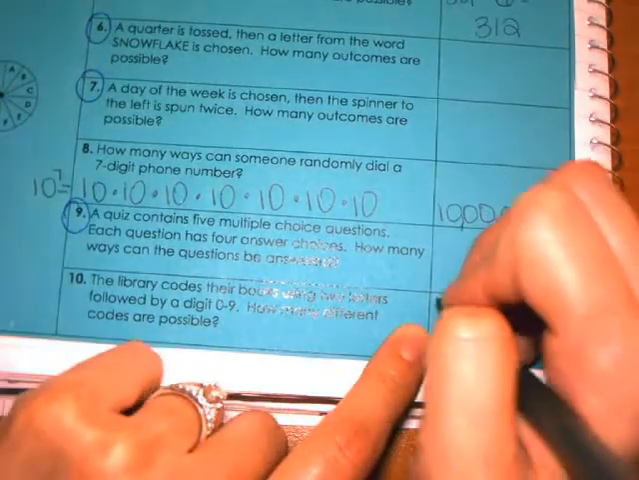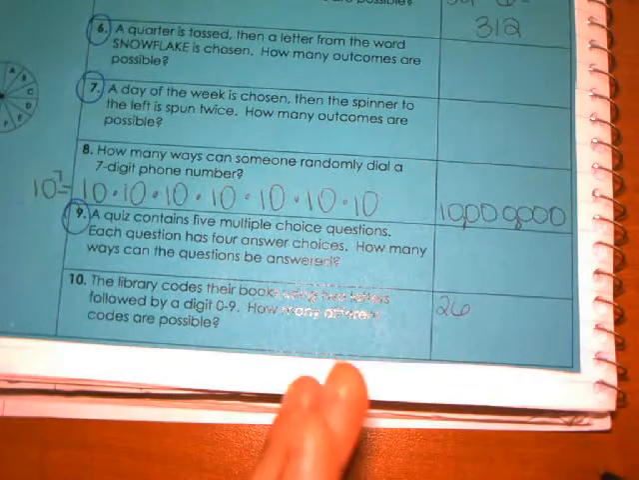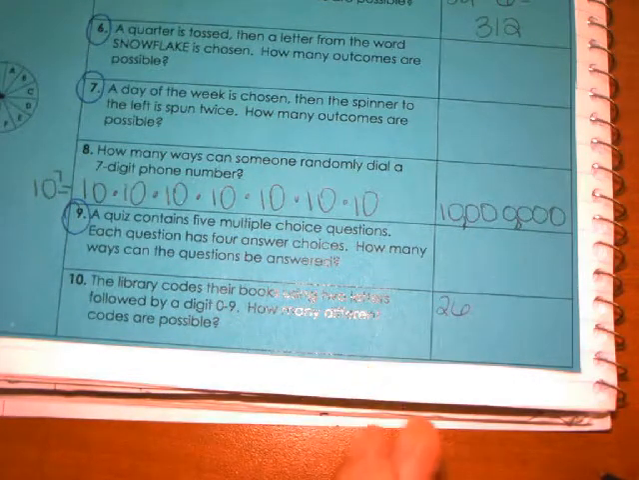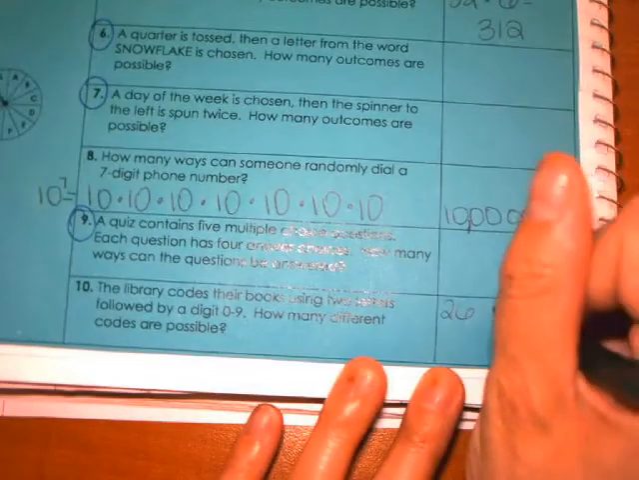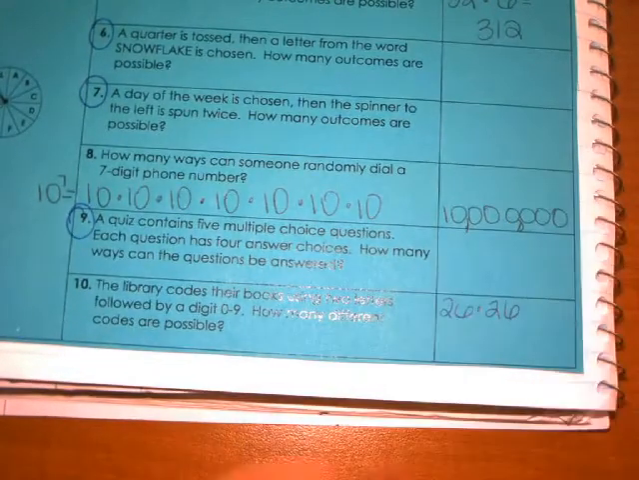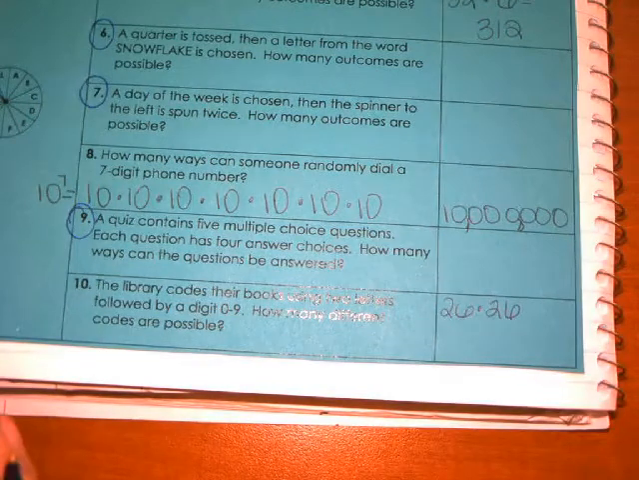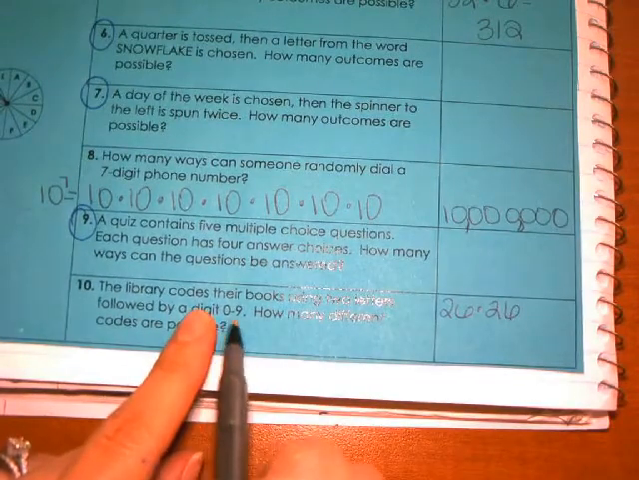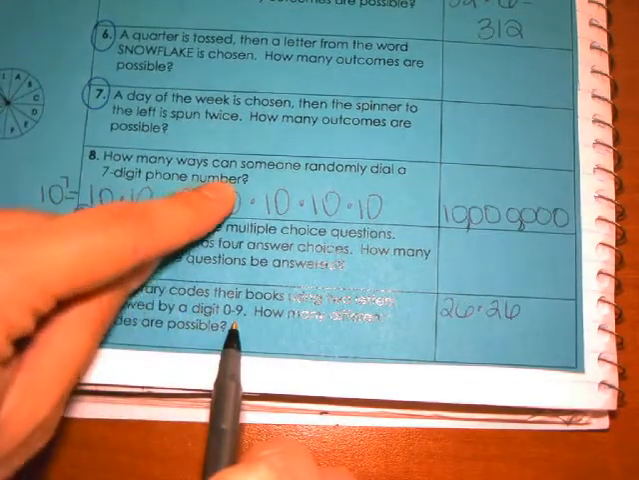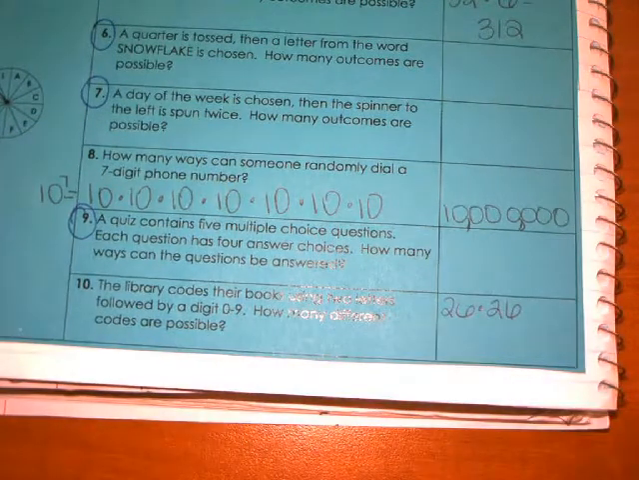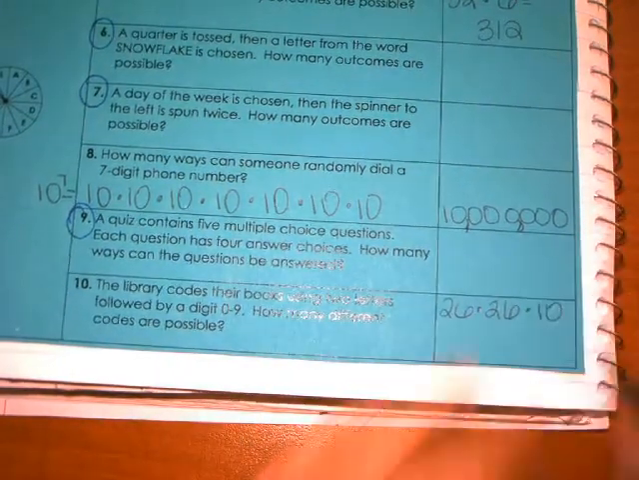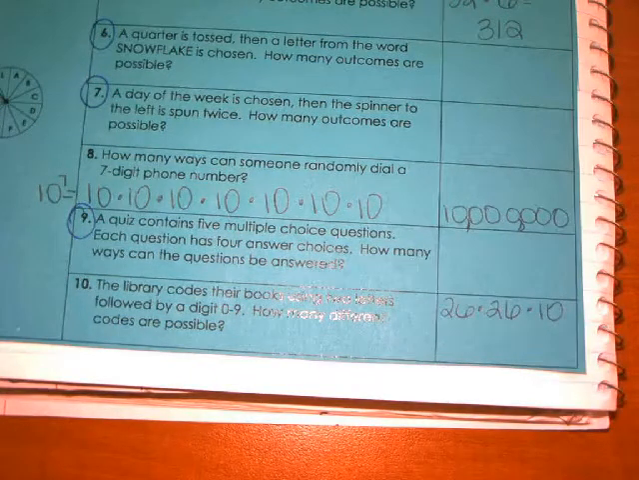So that means that my first option, I have 26 letters because there are 26 letters in the alphabet. So the first letter, I can have 26 options for a letter. The second letter, I still have 26 options because there are 26 letters in the alphabet. So option number 1 is 26, option number 2 is 26. And then followed by a digit of 0 to 9. Well, 0 to 9 we just did on the one above. If it's 0 to 9, there are 10 numbers, which means I would multiply it by 10. So it's 26 letters times 26 letters times 10 numbers.